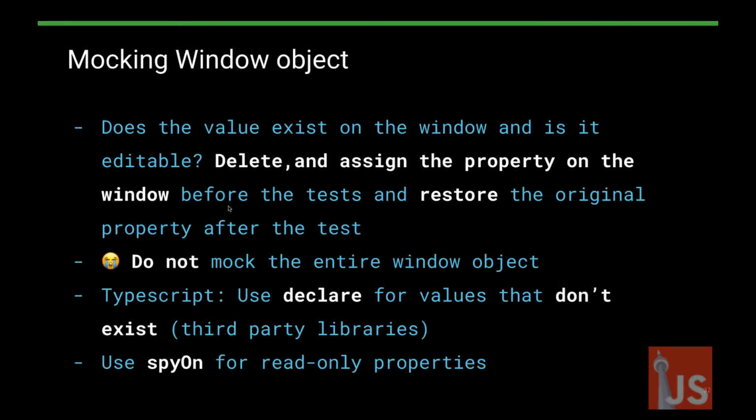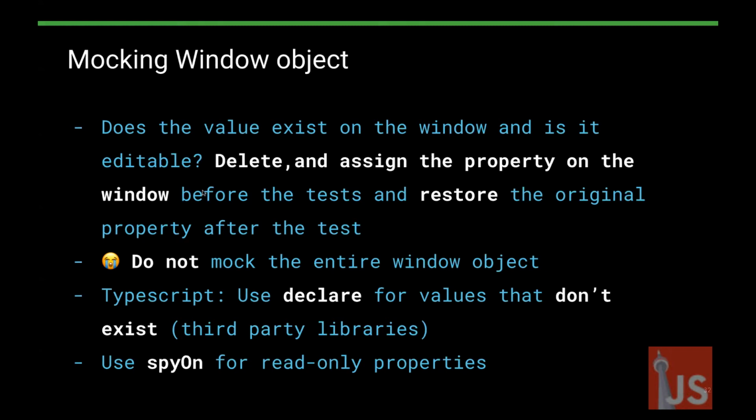Mocking the window object gets a little more complicated. I don't know if I can show you, maybe someone else can find the related link, but the window object is a really big object with a lot of key value pairs on it.